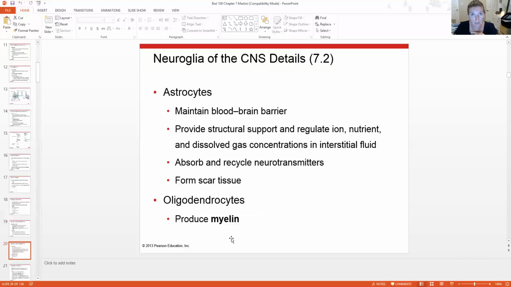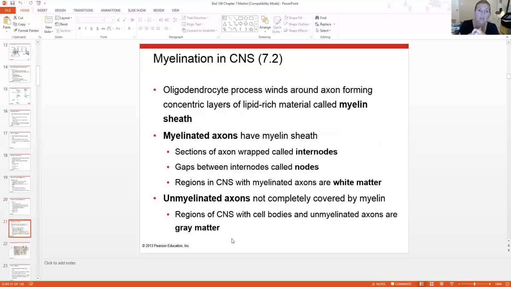Oligodendrocytes produce myelin, and we'll talk about the function of myelin right now. Oligodendrocytes basically wrap around the axon and they form something called a myelin sheath. It's basically like a fatty protective layer. Axons that are myelinated have myelin sheaths. It's basically little sections called internodes that wrap around the axon. Then the gaps in between these wrapped sections are called nodes. Typically, these myelinated axons appear white, or they make up what we call the white matter of our central nervous system. Unmyelinated axons are not completely covered in myelin, and these appear gray.